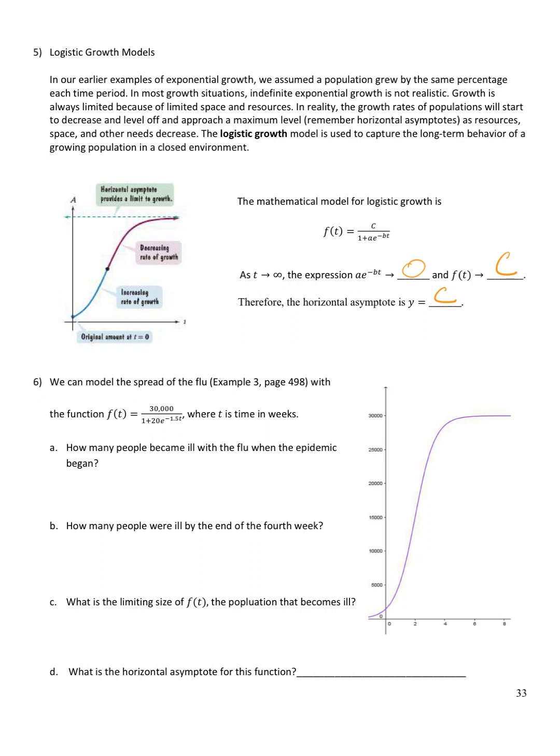So an example would be to model the spread of the flu with a function f of t equals 30,000 over 1 plus 20e to the negative 1.5 t, where t is time in weeks. So how many people became ill with the flu when the epidemic began? So that would be time 0. So I'm going to evaluate f of 0, and that would be 30,000 over 1 plus 20e to the negative 1.5 times 0. And that would be 30,000 over 21, which is about 1,429 people.